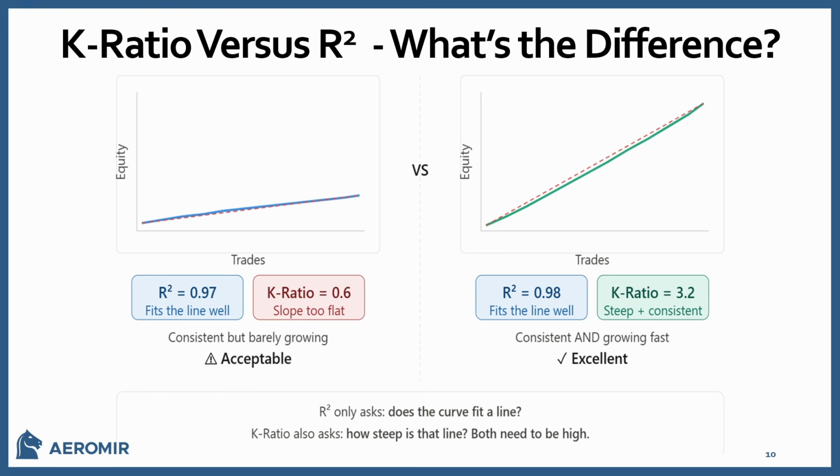The one on the right is a steeper slope and it's consistent, and that's giving a higher K ratio, 3.2 versus 0.6. So again, R squared only asks, does the curve fit a line? And K ratio asks, how steep is that line? And both need to be high.